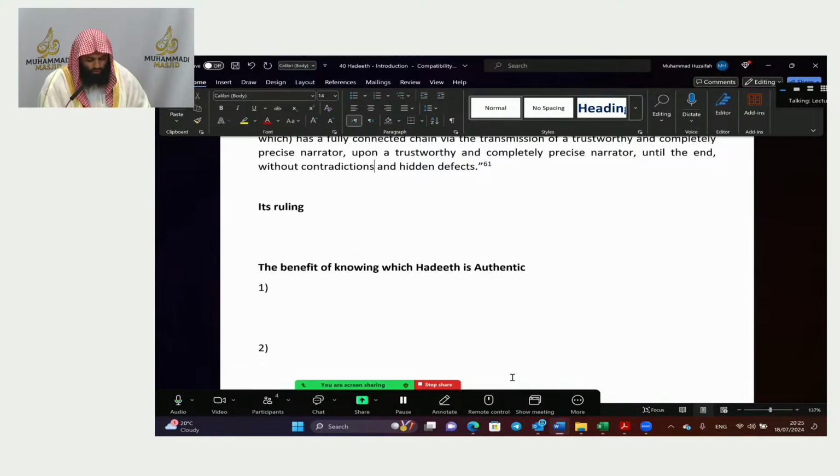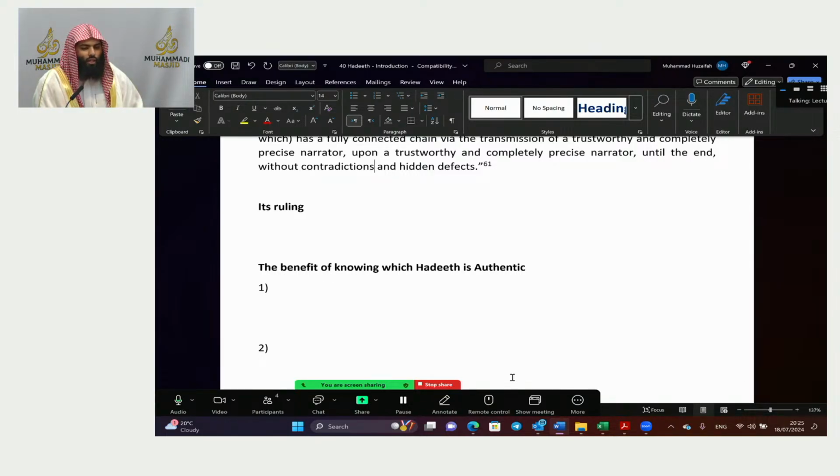The ruling of a sahih hadith is that there's ijma', there's consensus from the scholars of hadith that it is a dalil and it's obligatory to act upon it. It is a proof and it's obligatory to act upon it. Meaning, if a sahih hadith comes to you saying the Prophet said, do X, Y, and Z, it's obligatory upon you to do X, Y, and Z.